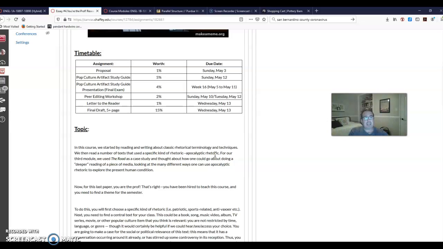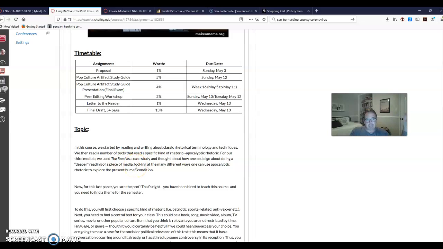So we were using that as a kind of case study, apocalyptic rhetoric, as just one kind of rhetoric to think about how different people use that genre of rhetoric in different ways. It's just a way for us to practice thinking about how rhetoric works by narrowing our focus. And then for our third unit of the course, we use The Road as a case study, as a longer text, right? In the second part, we were reading essays and shorter pieces. And then we moved to The Road, which is a longer work.